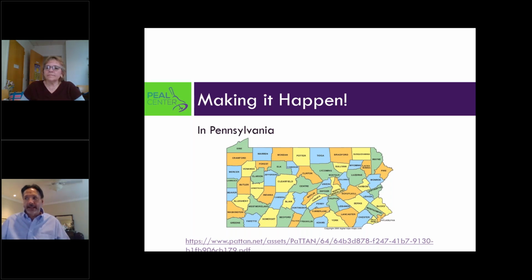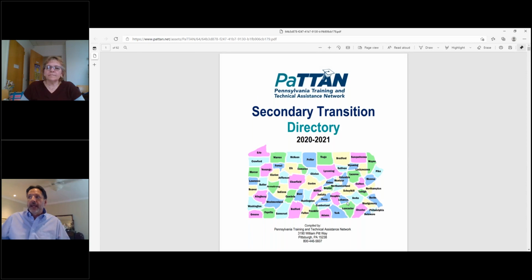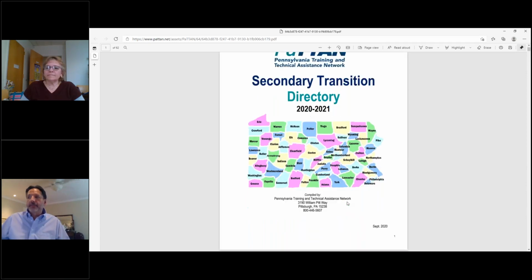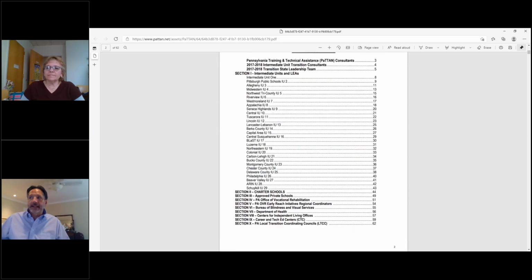One of the things that we wanted to mention, and it's contained on this slide, is a link to it, and this is also found on the PaTTAN website, is a secondary transition directory. This directory is updated every year, and what it contains is a listing of all of the 29 intermediate units and who the secondary transition contact is in those facilities.